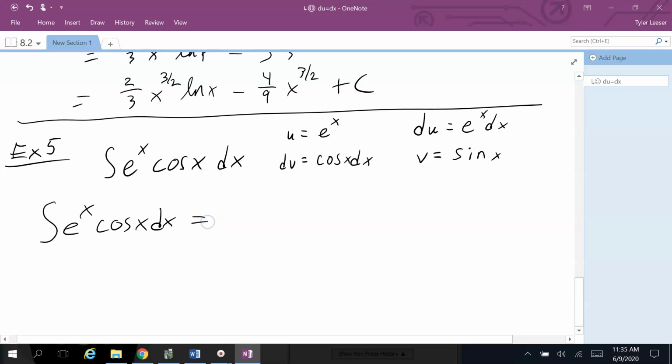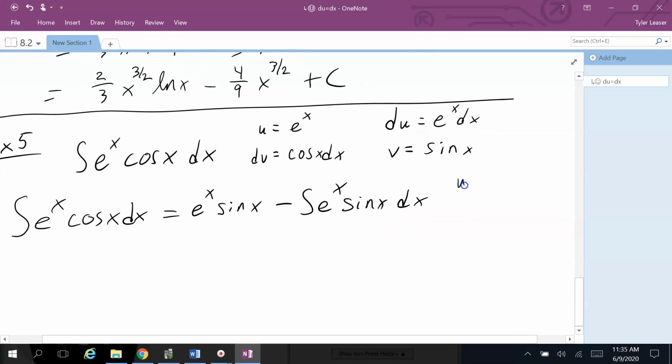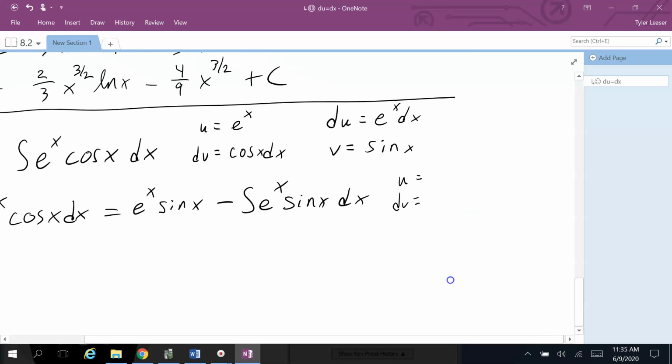So we're going to set that equal to u times v, which is going to be e to the x sine x, minus the integral of v du. I'm going to write that as e to the x sine x dx. All right, and we're kind of in the same boat again, where we have an integral with two things multiplied together, and there's not really any other way to do that but another integration by parts. So let's just try another integration by parts and see what happens.